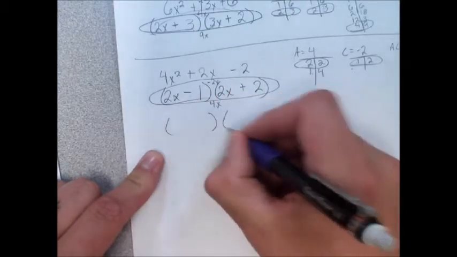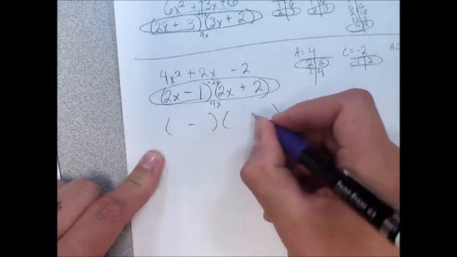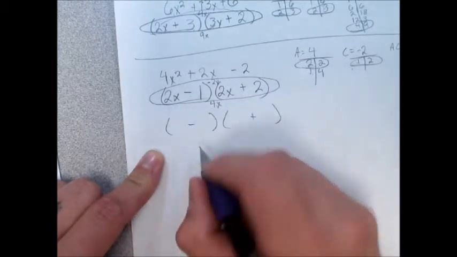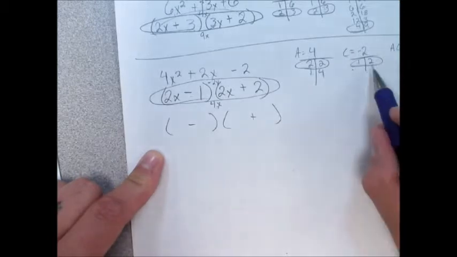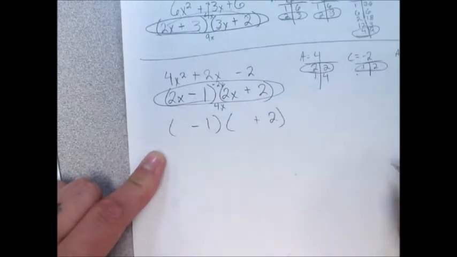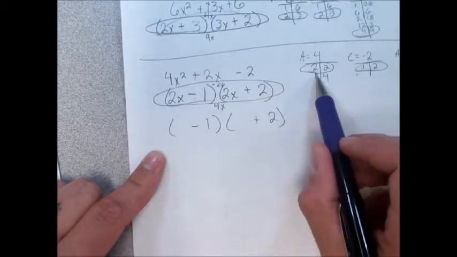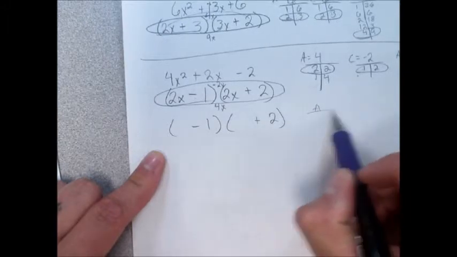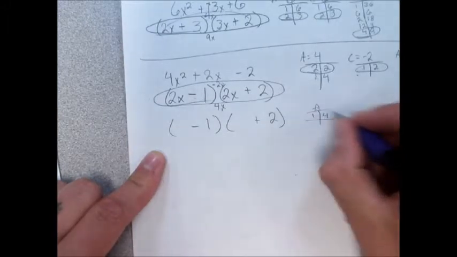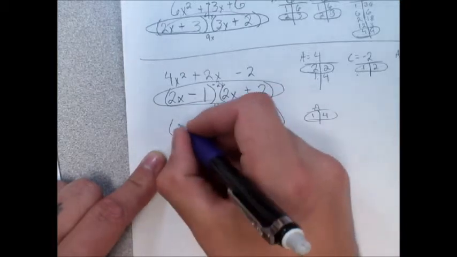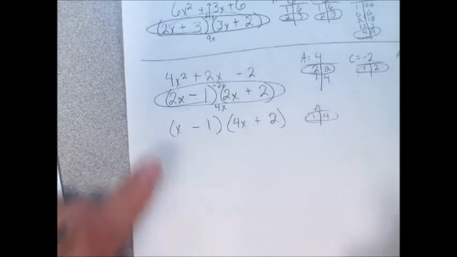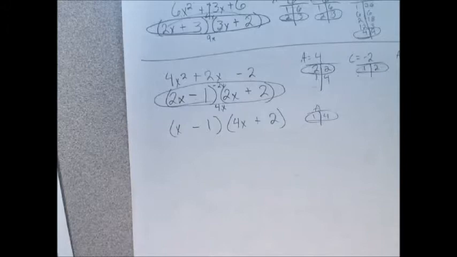So again, I need 2 sets of parentheses. I know I'm going to have a minus and a plus. I know that my backside has to be 1 and 2. And then my front side will be the 1 and 4. So this time we're going to use the factors of A that are 1 and 4. Okay? So I'm going to put my x up here, and I'm going to put my 4x back here and see if it works. If it works, we're good. If not, I might have to move some stuff.